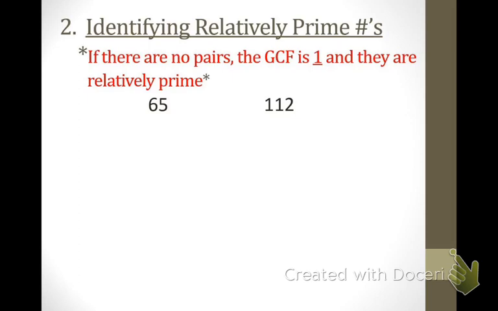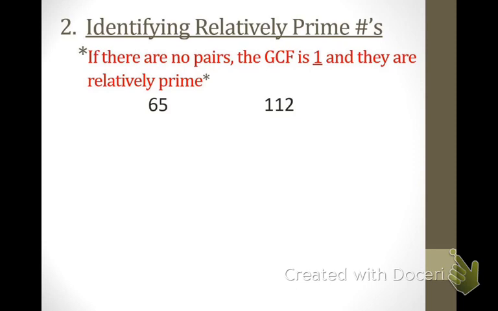So relatively prime, as you can see here in red, it says if there are no pairs between the two numbers, the GCF will be 1, and they are called relatively prime. So if there's no other pairs between them except for the number 1, they will always be relatively prime, okay? So we'll talk about what that means here with the numbers 65 and 112. All right, let's look at the first one, 65. Who can help me out? What are the first factors of 65?